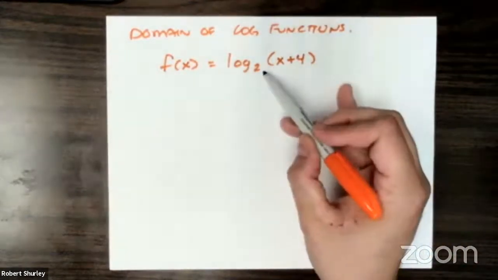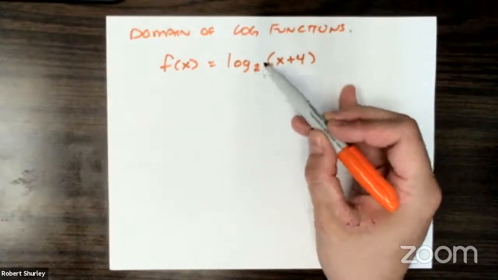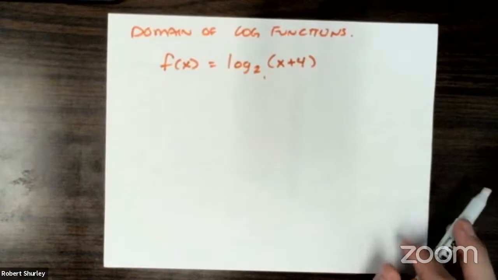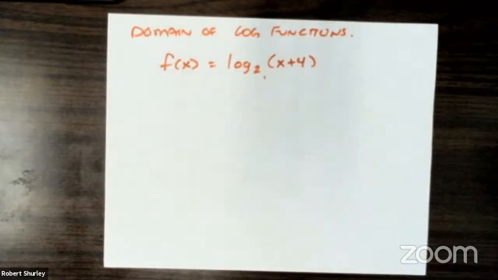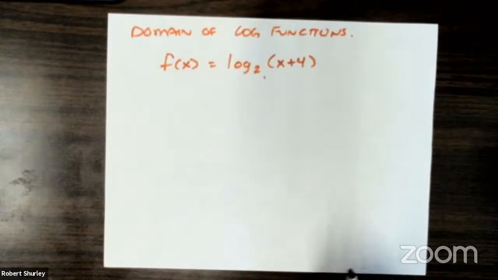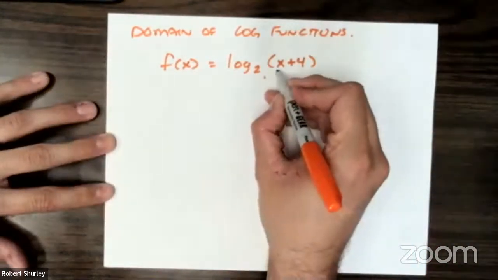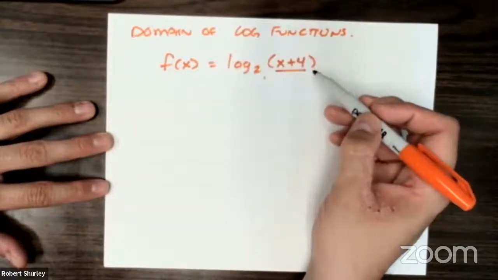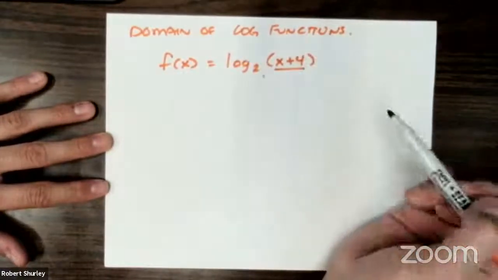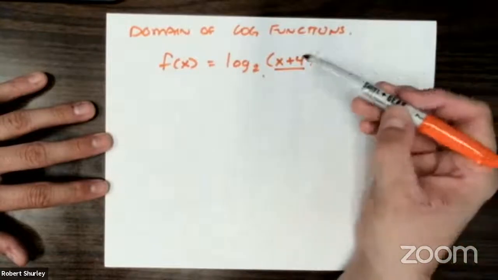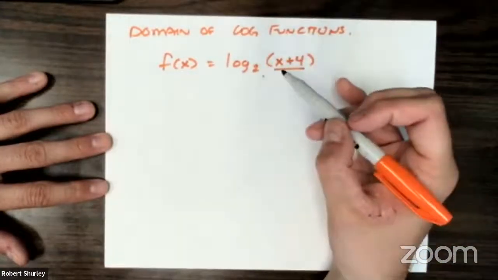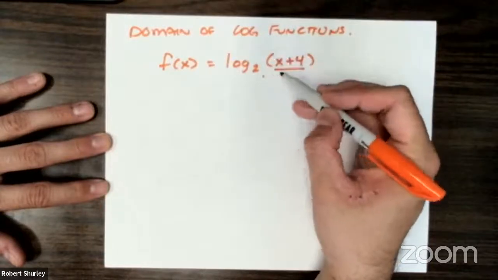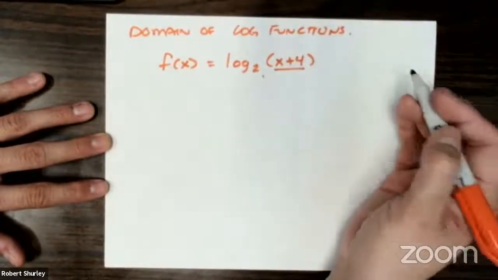Now remember, the base here, all the rules apply. That 2, whatever's written there, has to be greater than 0, and it can't be 1. So 2 is fine. It's greater than 0. It's not 1. But there's a rule that goes with the domain of these, and it's what's inside this logarithm. Remember, your x value is going to be inside the logarithm because that was the whole point of taking the inverse, that very first thing we talked about. It puts the x value inside the logarithm. So we have to talk about the domain. It turns out whatever's inside this logarithm has to be greater than 0.